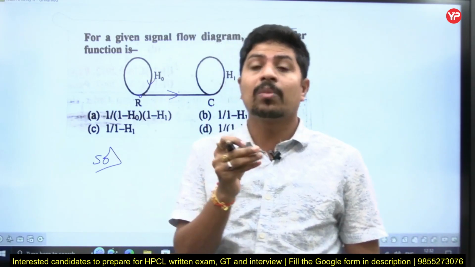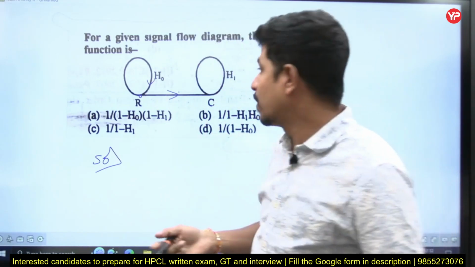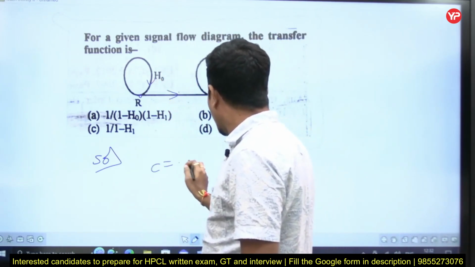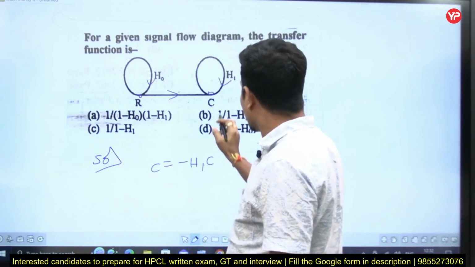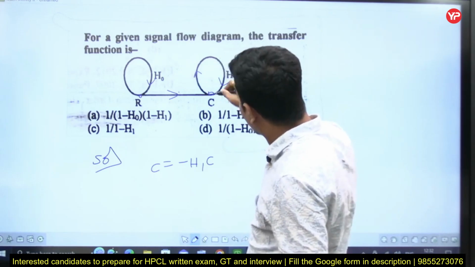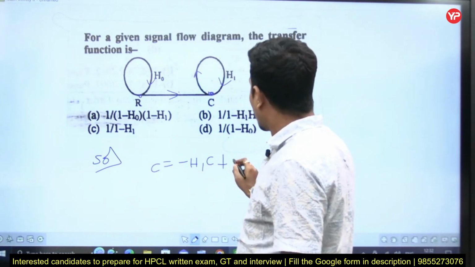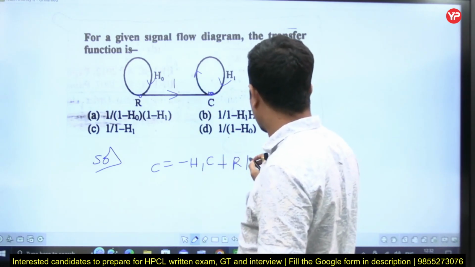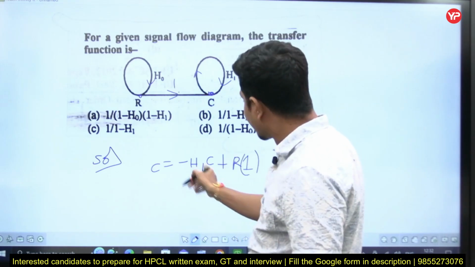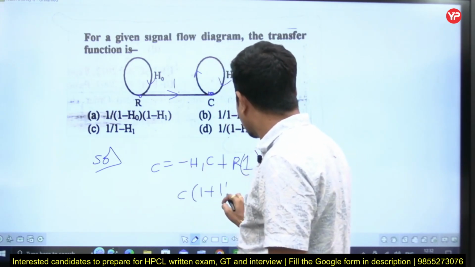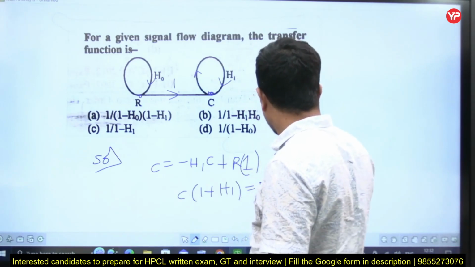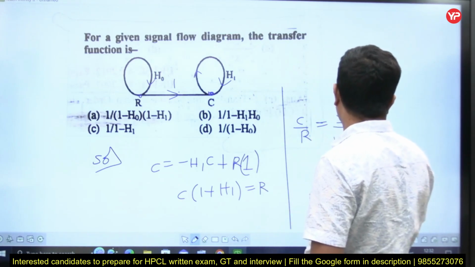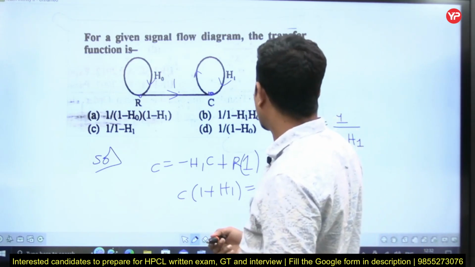Now if Mason's gain formula is not applicable, what is the procedure? Signal flow graph algebra. Now what is the equation for C? C is equal to minus H1 into C, because C is incoming to itself with the help of C, plus R into, let's take this one as 1, R into 1, right? Now you take C that side, C into 1 plus H1 is equal to R. That implies C by R is equal to 1 by 1 plus H1.